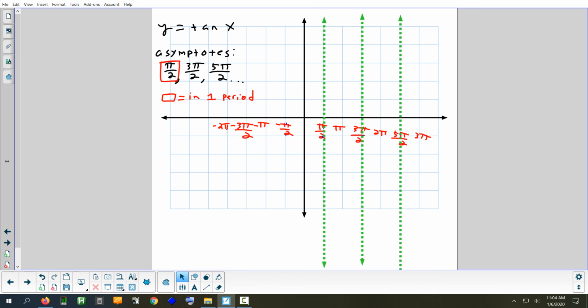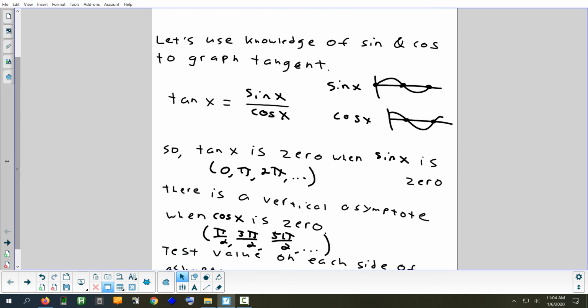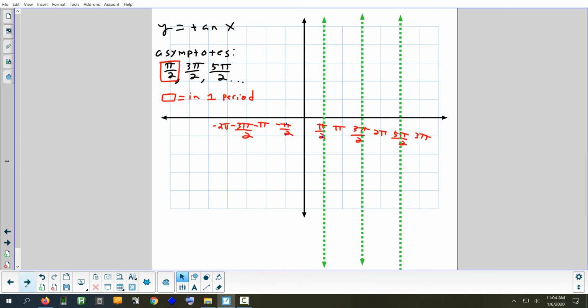Now, we also figured out where it hit 0. We said that the graph of tangent is 0 whenever the sine was 0. That happened at 0, pi, 2 pi, 3 pi. So let's graph those: 0, pi, 2 pi. Basically, what we're going to get here is a repeating pattern. I only have to sketch the pattern one time, and then you can copy and paste it and see what it looks like over and over.